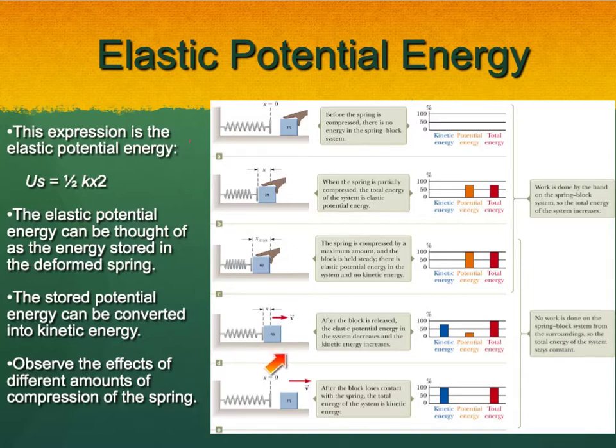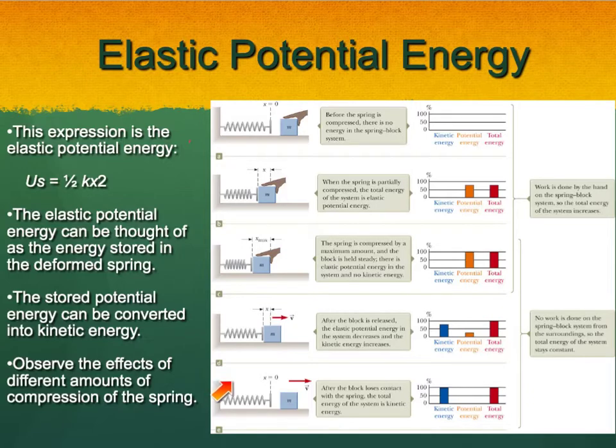So I see that the elastic potential energy in the system is going to decrease, and it's going to be converted into kinetic energy. So I'm going to see that kinetic energy is going to increase as that potential energy is going to decrease. And I still see that the total energy of that block-spring system is still consistent, because all I'm seeing is a change between the kinetic and the potential.